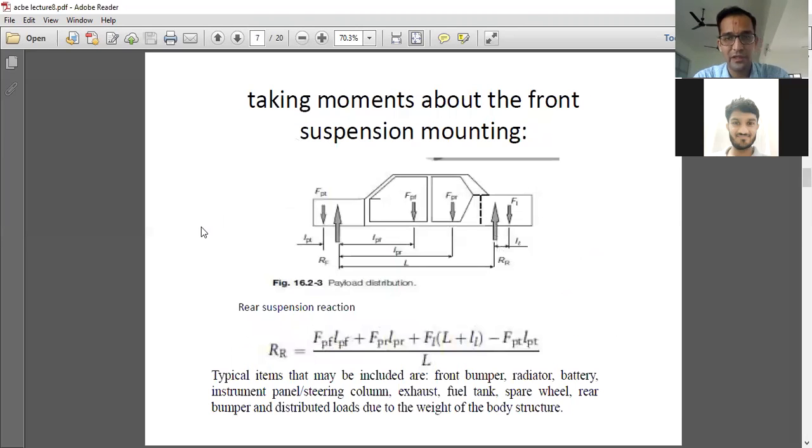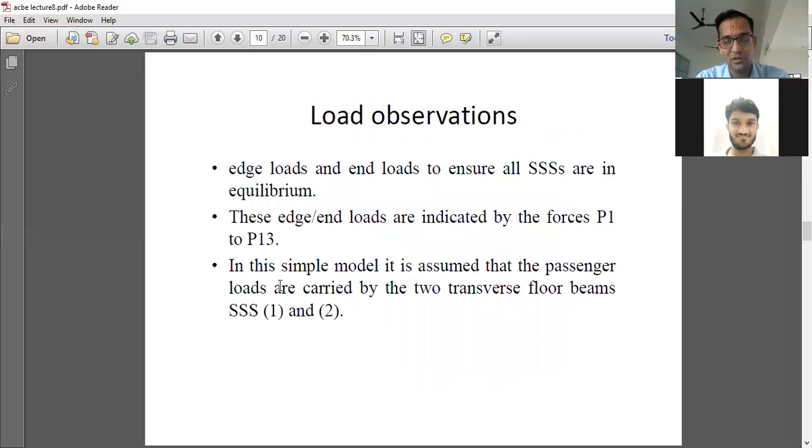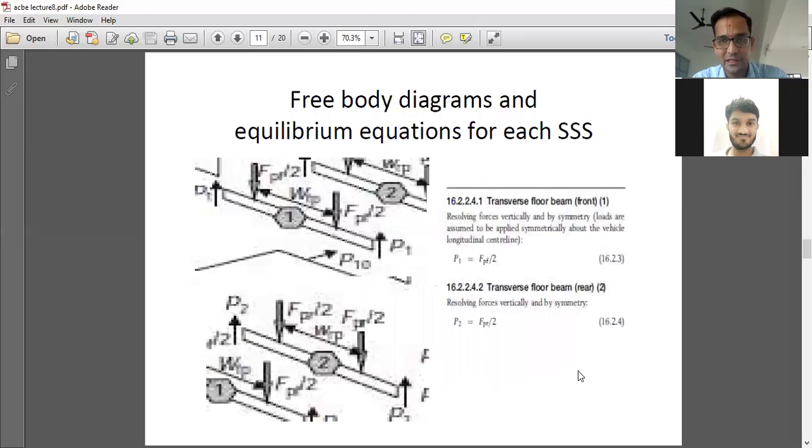We have also counted reaction depending on the bending moment theories. Now we are going to observe the individual surfaces for the action of load, individual loading conditions on particular surfaces. So as we have started with the load which is acting on different beams, this is the transverse floor beam 1, which is having certain load.